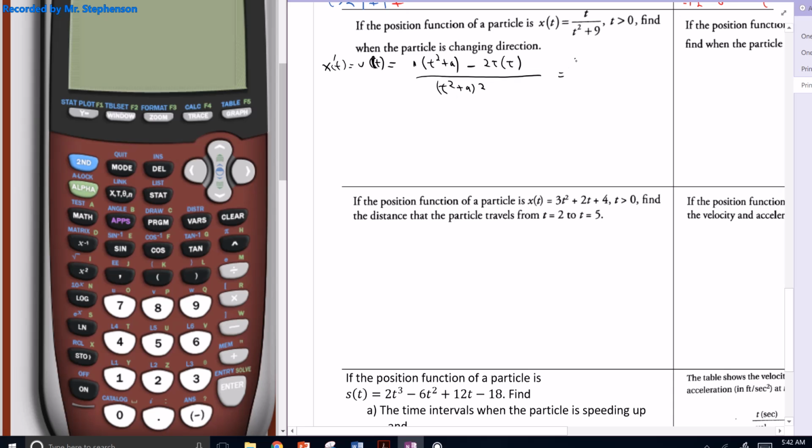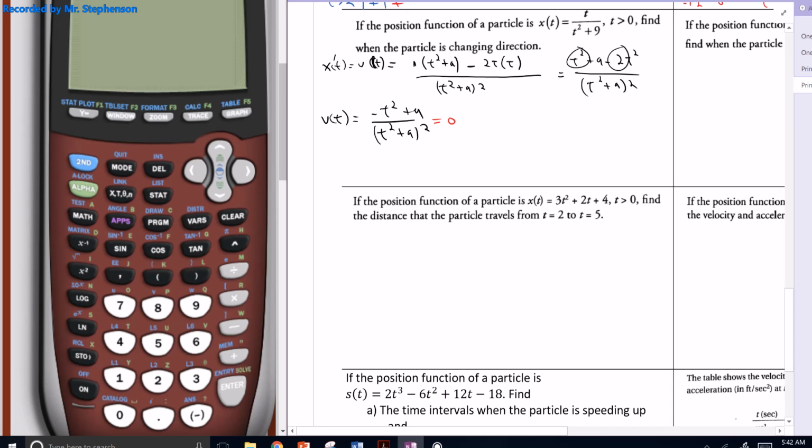Do some simplification. We're going to get t squared plus 9 minus 2t squared all over t squared plus 9 squared. So our velocity function, adding these, is going to be negative t squared plus 9 all over t squared plus 9 squared. We want to know when it equals 0, so we set it equal to 0.